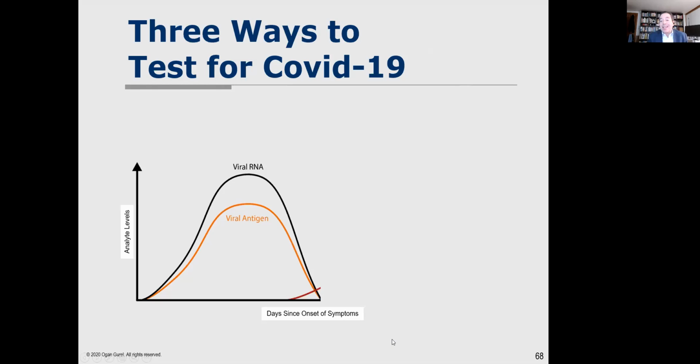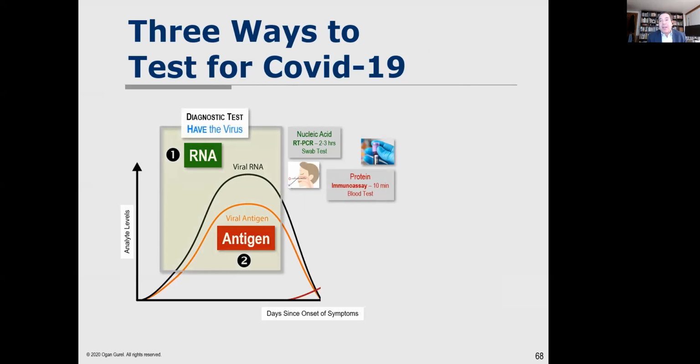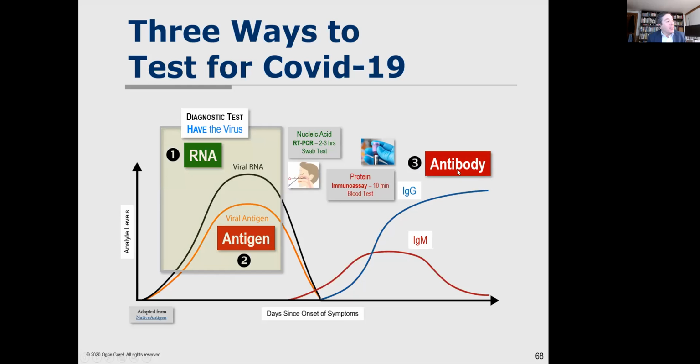So there are 3 ways to test for COVID-19. There are RNA tests, there are antigen tests, and these are diagnostic tests that you have the virus, and these are antibody tests that are called serological tests, which means you had the virus. And they also depend on the dynamic nature of the disease that we talked about earlier. So an RNA test done too late might not pick it up. An antibody test done too early might not pick it up either.